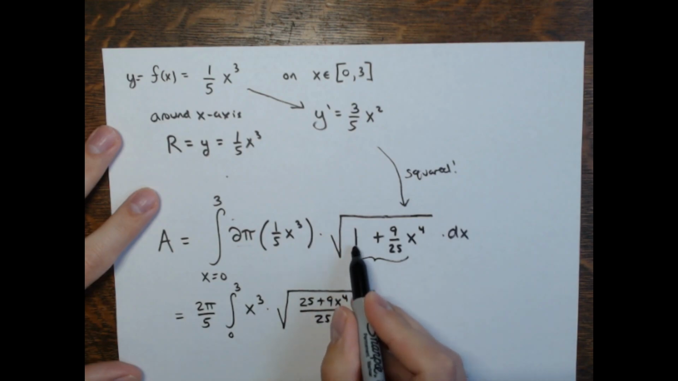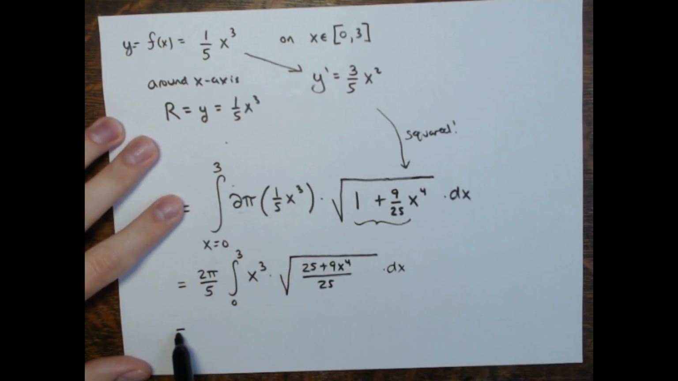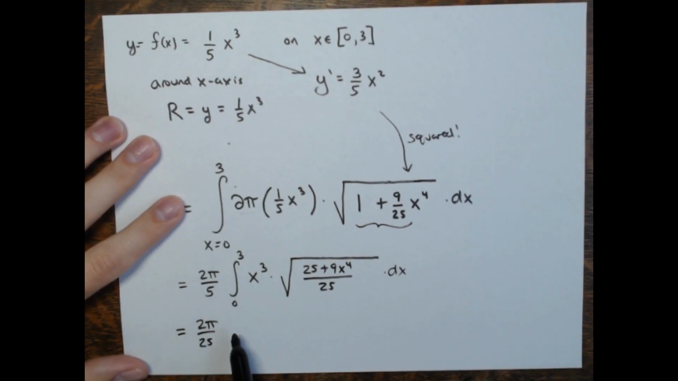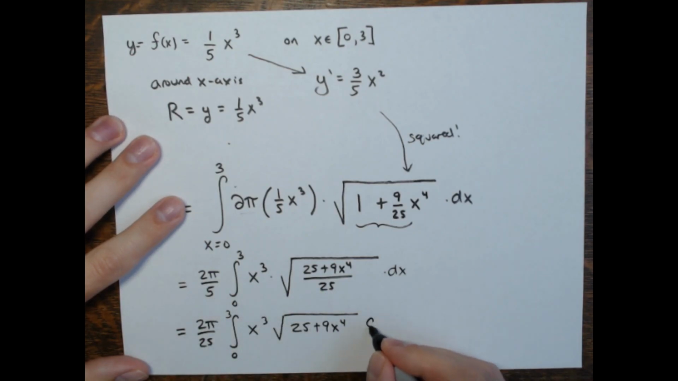If I get a common denominator, this is 25 over 25. And then the square root of 25 is 5. I'll have another 5 as a factor in the denominator that I can pull out. So this would be 2 pi over 25 out here, right? 5 times 5 in the denominator. Integral from 0 to 3 of x cubed times the square root of 25 plus 9x to the fourth now, right? No fraction, because like I said, I already took the square root of 25 down here, pulled out 1/5.